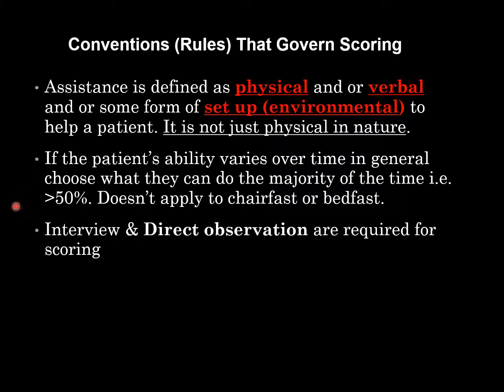When a patient has an ability that varies over a period of time, or they use two different modes for ambulation, one with a cane, one with a walker, you're going to choose the one that they can do greater than 50% of the time and the one that provides them the best safety. This 50% rule doesn't apply, though, to defining chair fast or bed fast, which we'll discuss in other modules.